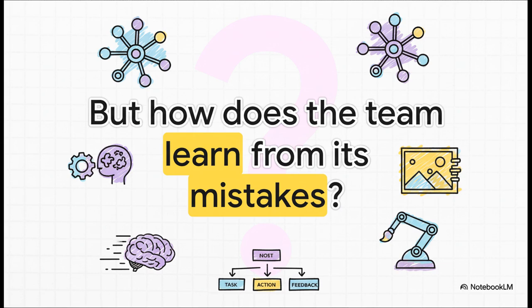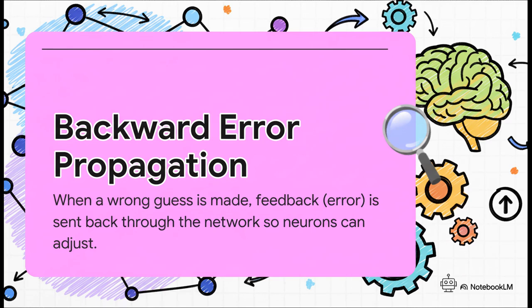How does this team get better? How does it actually learn from its mistakes over time? Well, it's all about feedback. The super technical term is backward error propagation. But honestly, all it means is this.